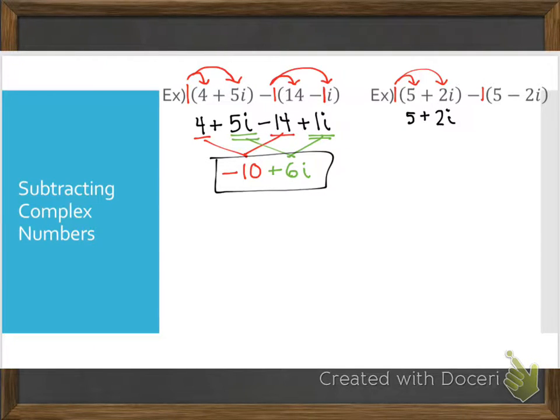All right, so then we're going to take negative 1 times 5 and negative 1 times negative 2i. Negative 1 times 5 is negative 5. Negative 1 times negative 2i gives us a positive 2i. And now all we have to do is combine our like terms. So 5 minus 5 gives us 0, and 2i plus 2i gives us 4i. And 0 plus 4i is equal to just 4i.